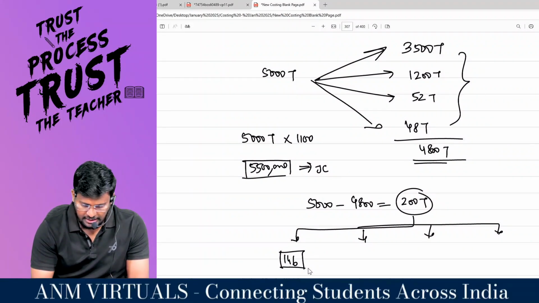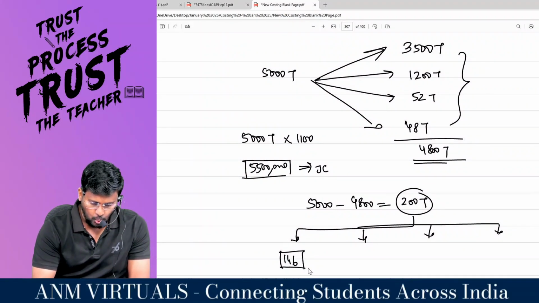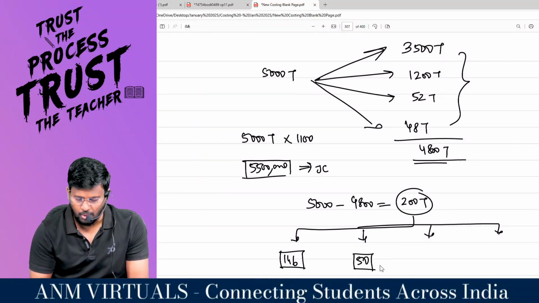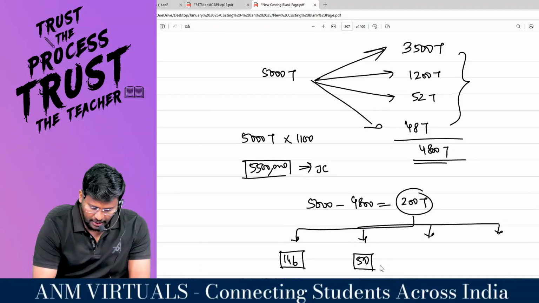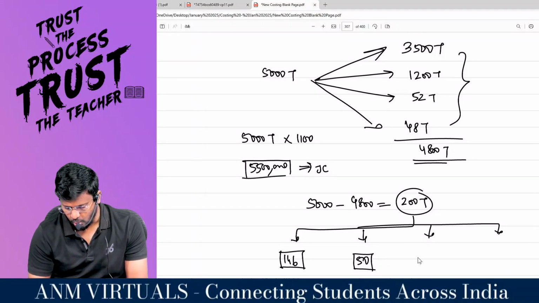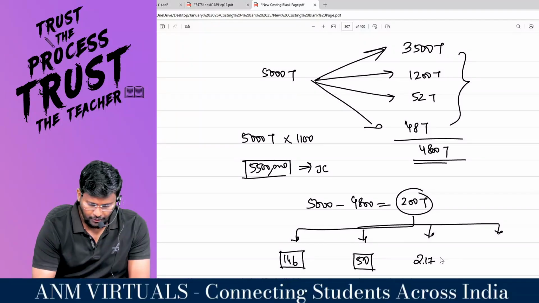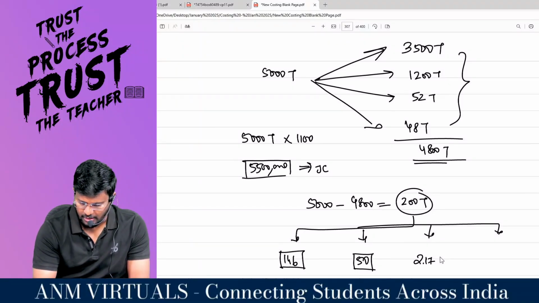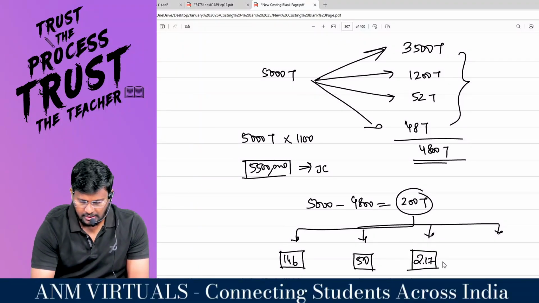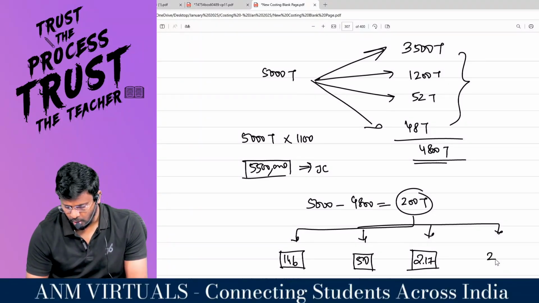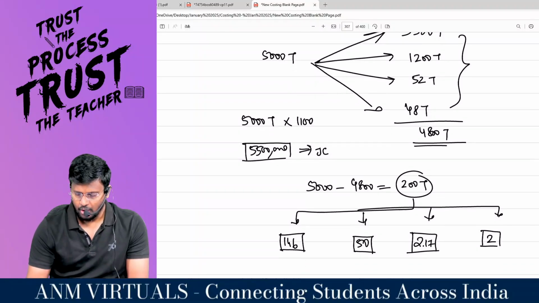Comfortable? Sir, 200 into 1200 divided by 4800 means 50 is the normal loss attributable to the second product. Comfortable? 200 into 52 divided by 4800 comes to 2.17 is the normal loss attributable to the third product. And 200 into 48 divided by 4800 comes to 2 is the normal loss attributable to the fourth.